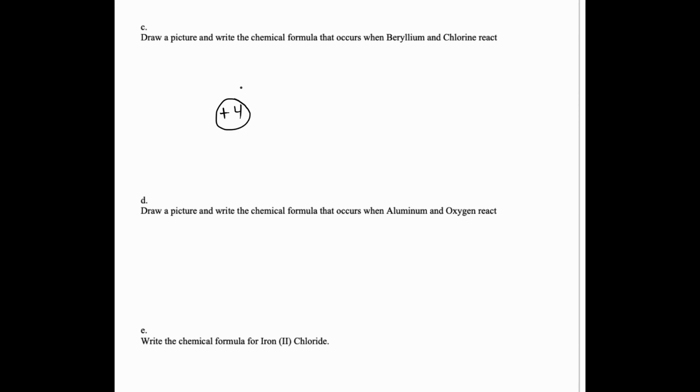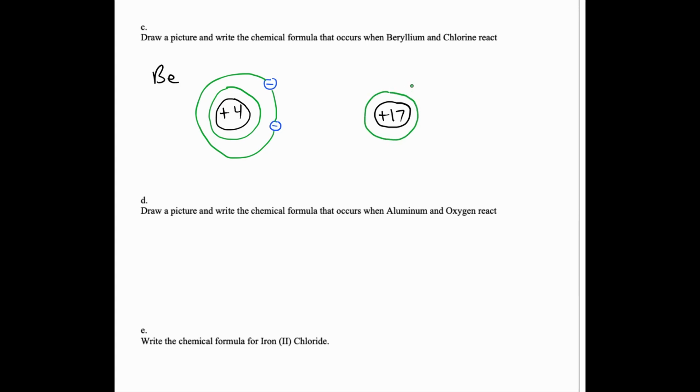Beryllium has 4 protons in its nucleus. It has a complete first shell and 2 electrons to donate in its outer shell. That is beryllium. Chlorine has 17 protons. It's going to have a full inner shell. It'll have a full second shell.